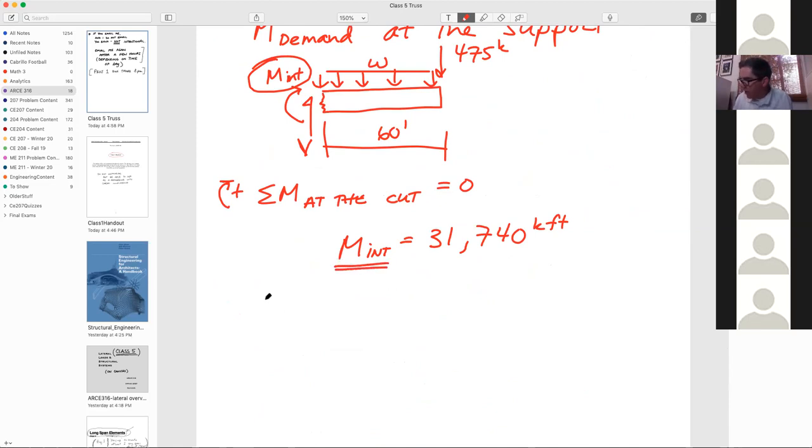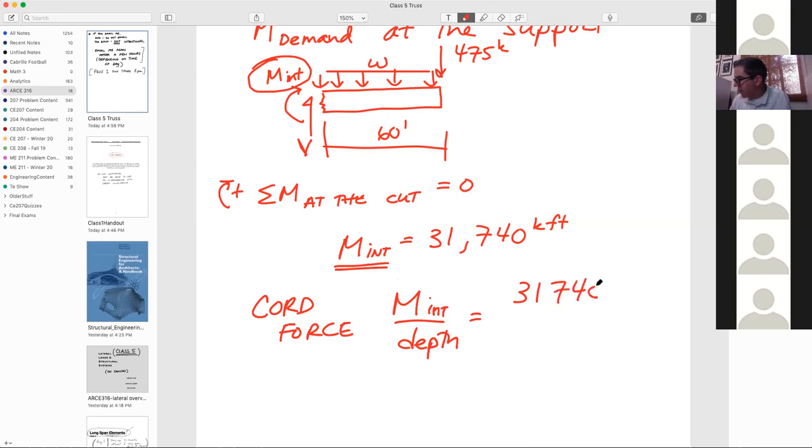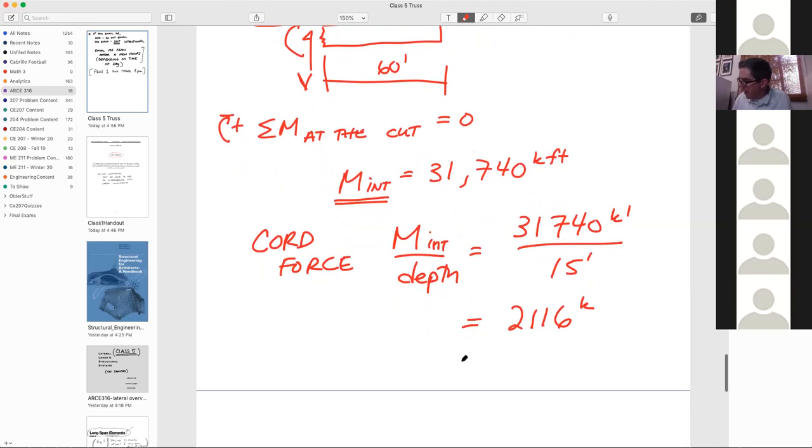And so the chord force would be the moment divided by the depth. So we'd have 31740 kip feet divided by the depth, which is 15 feet. And so that would give us 2116 kips.